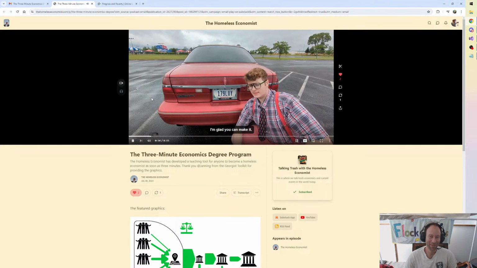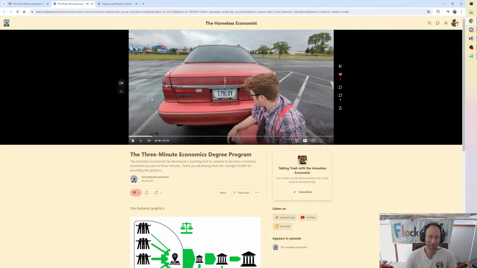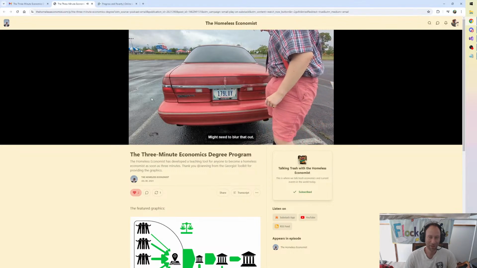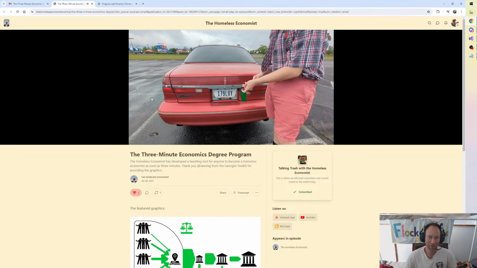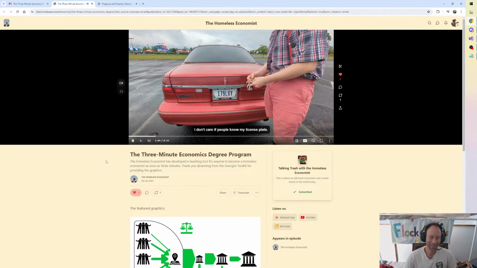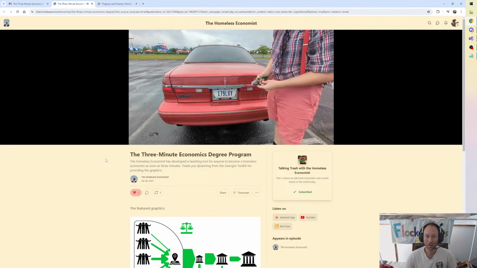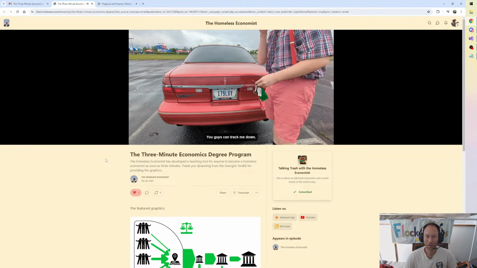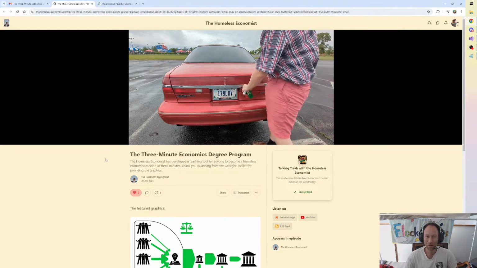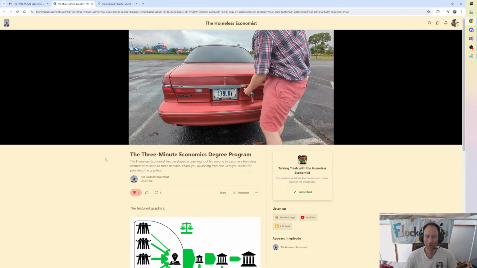I'm glad you can make it. This is the trunk. Might need to blur that out. Not sure what the legality there is. All right, I don't care if people know my license plate. You guys can track me down. You guys can kill me if you want. Now check this out.